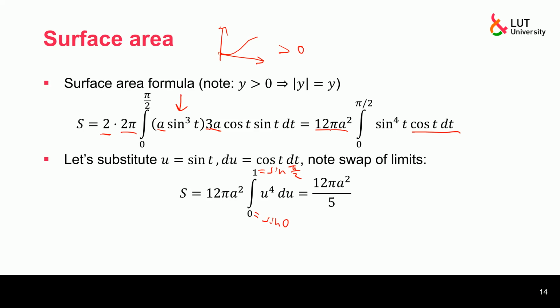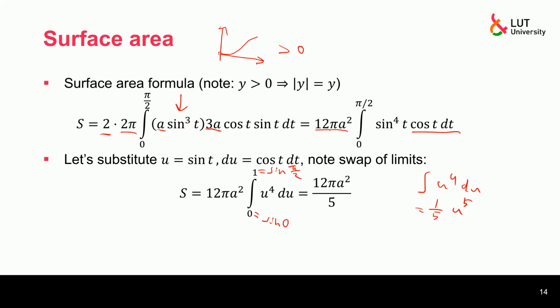So we have also done limit swaps, and then the integral of u to the power 4 du is 1/5 u to the power 5. Well, technically plus c, but we're having a definite integral, so we do not need a plus c here, because we would have plus c minus c. So substitute 1 here, 1/5, substitute 0, that's 0.